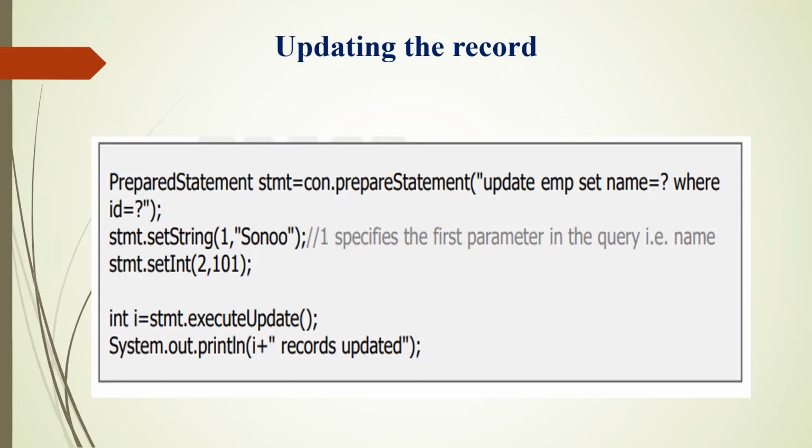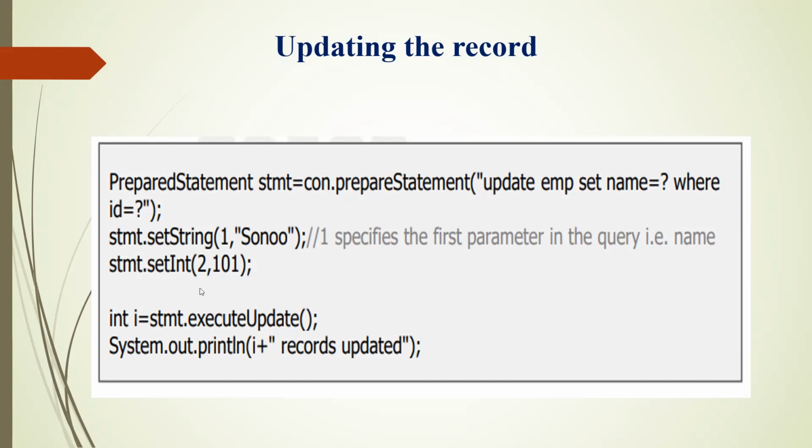Now, the second example is updating the record. Inserting the record we saw. Now this is updating the record with prepared statement. We know all the basic statements before this: Class.forName, and the connection we have to establish. Connection is equal to DriverManager.getConnection, where the database URL we have to give.